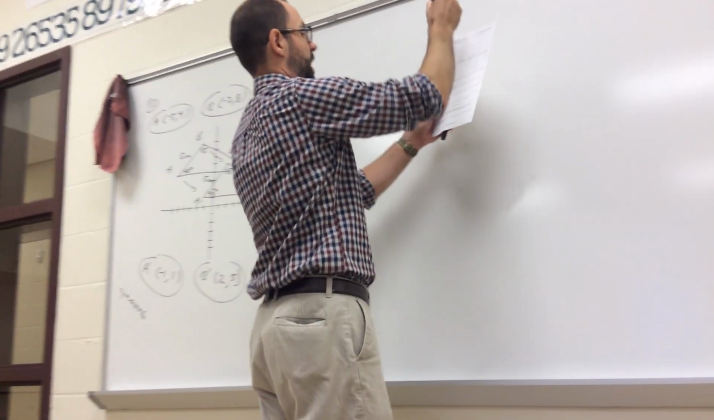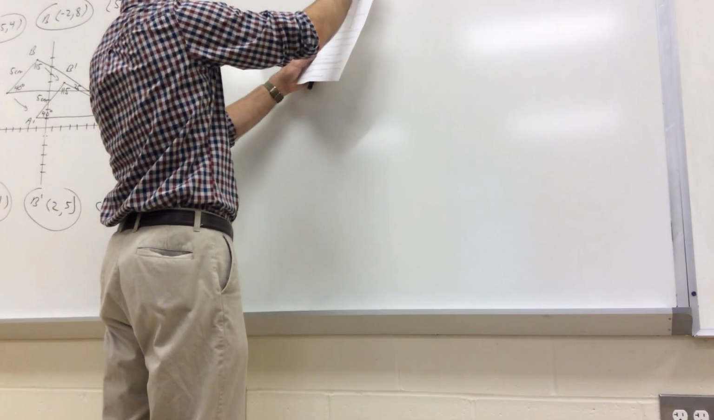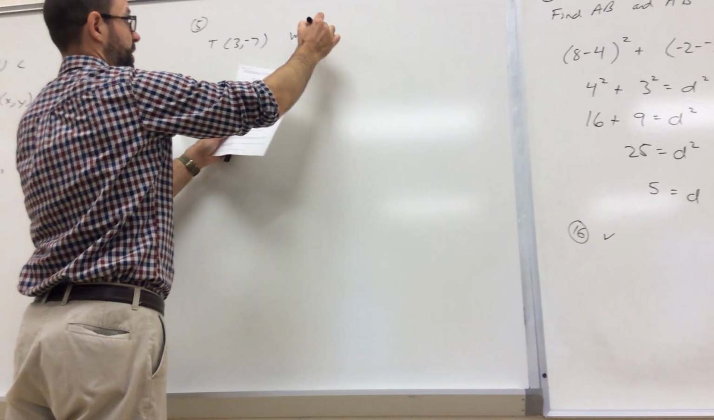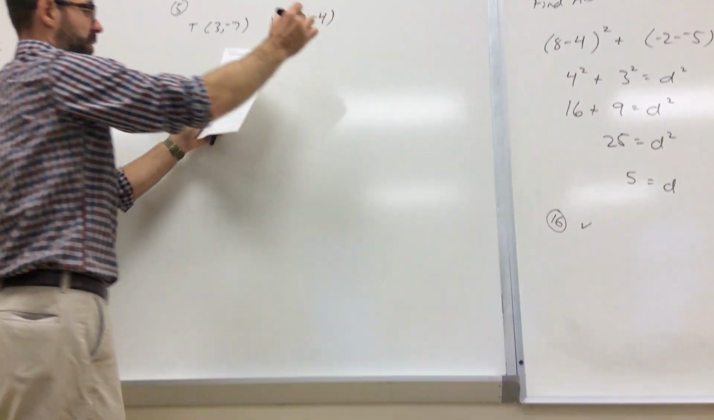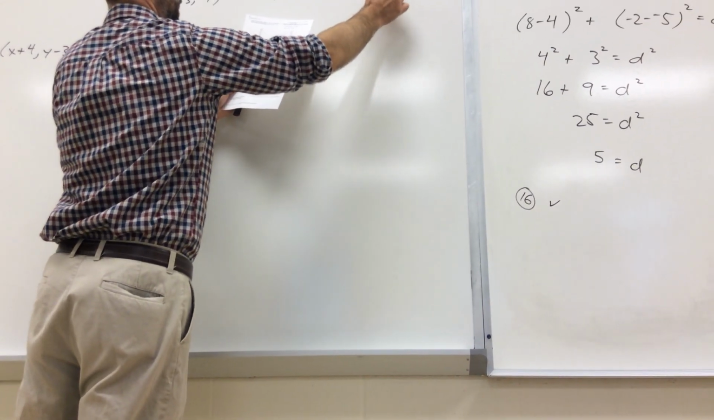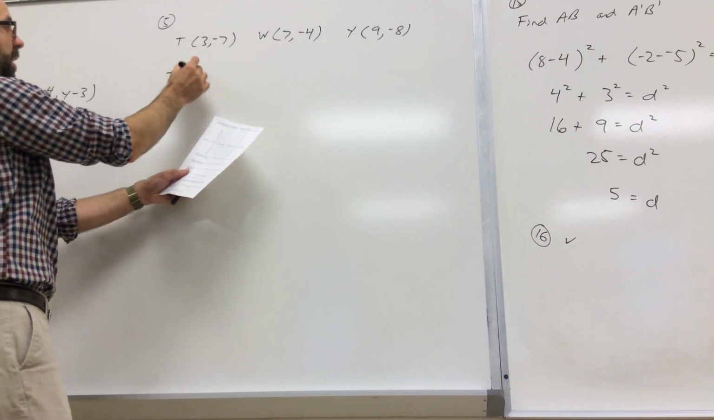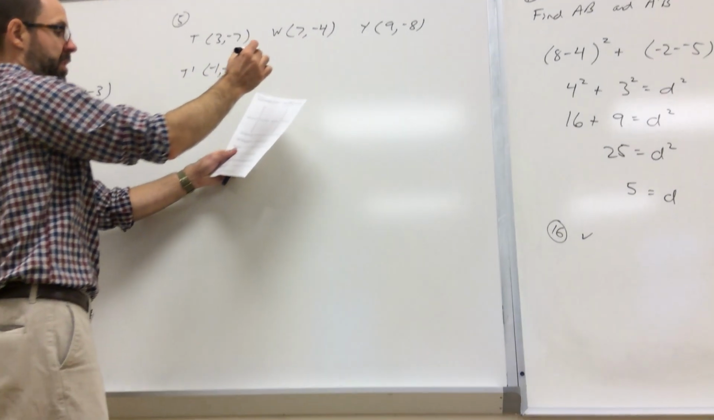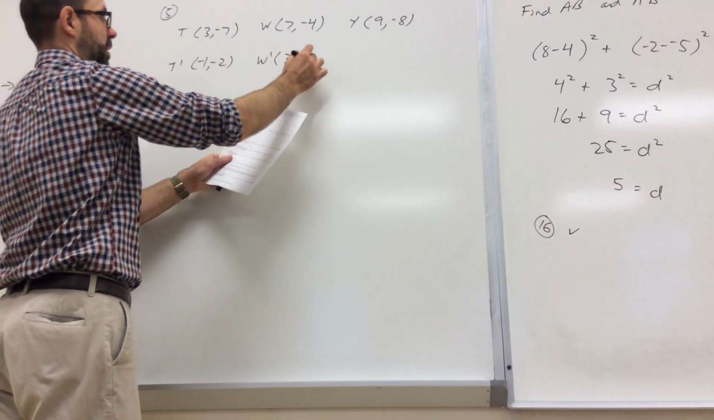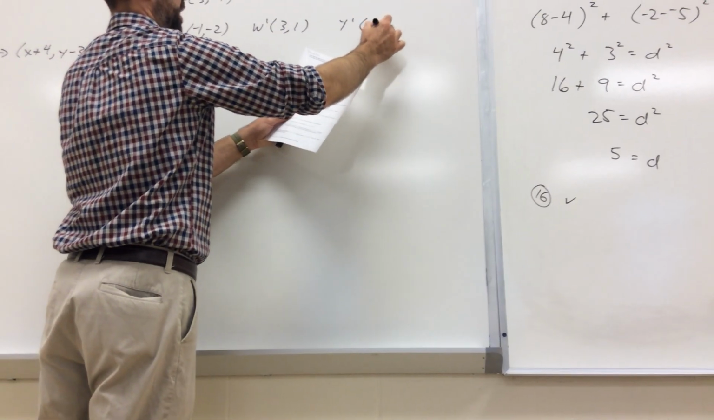And here they've got t at (3, -7). You don't have to write these points down. W at (7, -4). And y at (9, -8). And then they have the new t at (-1, -2), the new w at (3, 1), and the new y at (3, 8).